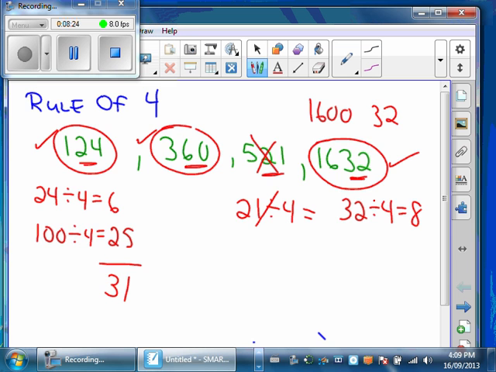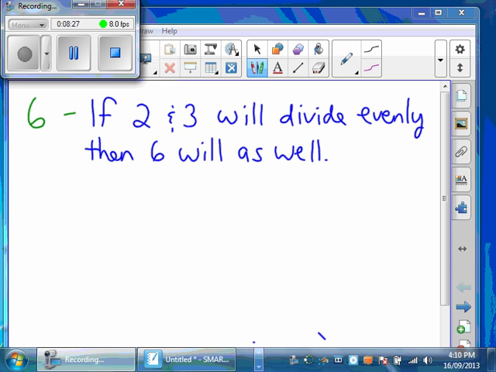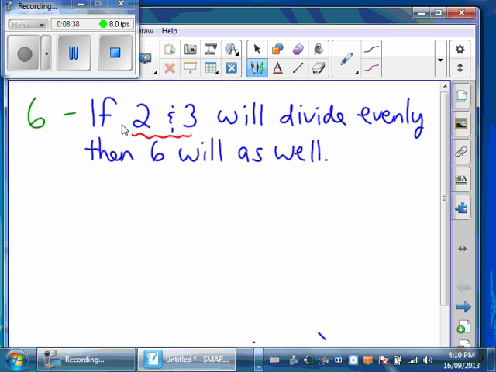All right, last rule we're going to cover for today is going to be the rule of 6. The rule of 6 is actually quite simple because it doesn't even rely on its own rule. The only rules it relies on are the rules of 2 and 3. Since we know the rule of 2 is any even number, and the rule of 3 is the sum of the digits, any number that will divide evenly by 2 and by 3 will automatically divide by 6. So let's take a look at an example here.